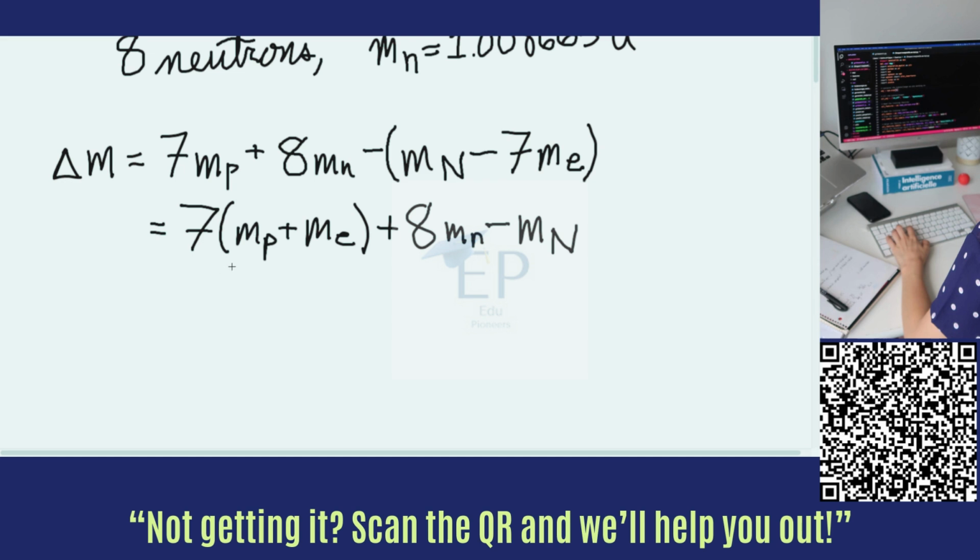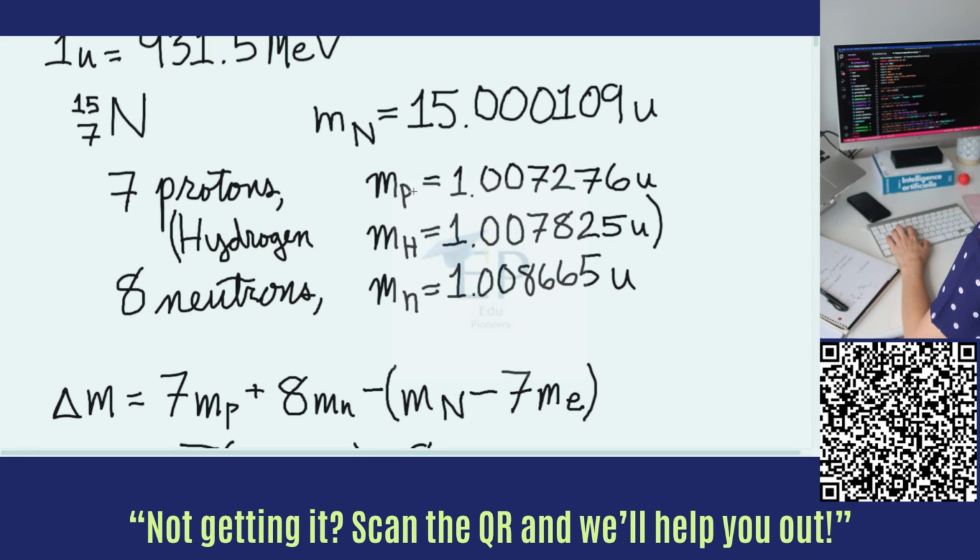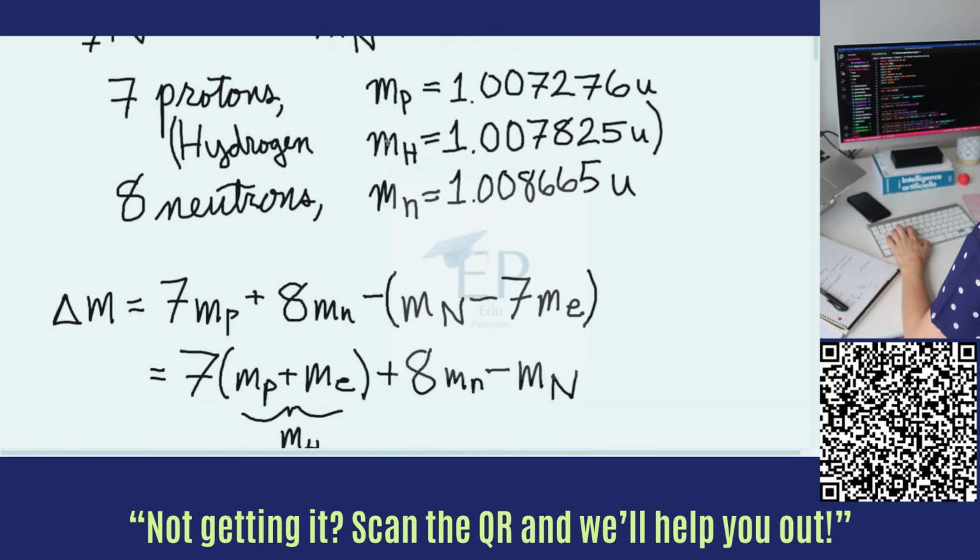Notice that this mass of a proton plus an electron is the equivalent of a hydrogen atom. And that is what we have here. I've listed the individual masses for each of the constituents involved in the calculation of delta M. Turns out that after this regrouping, we won't actually need the mass of the proton alone. It's more convenient for us to use the mass of a hydrogen atom because that includes the mass of an electron.